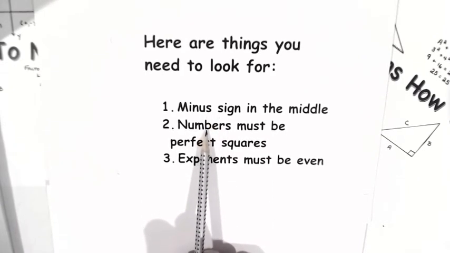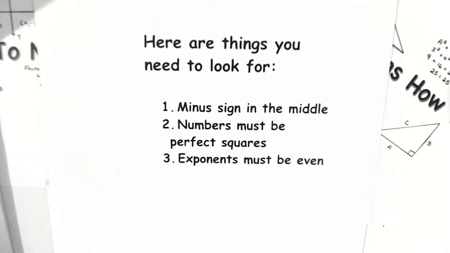The numbers that they give you, the coefficients of the two terms, those have to be perfect squares. Those numbers, you have to be able to take the square root of them. For example, 36 is a perfect square. You can take the square root of 36. The square root of 36 is 6 because 6 times 6 is 36. 16 is a perfect square. The square root of 16 is 4 because 4 times 4 is 16. 4 is a perfect square. 2 times 2 is 4. The square root of 4 is 2.